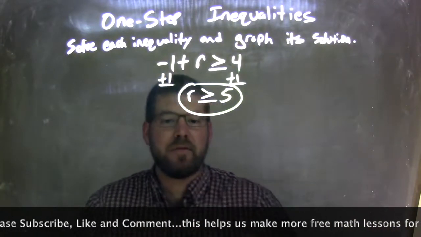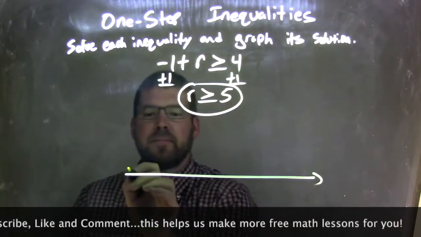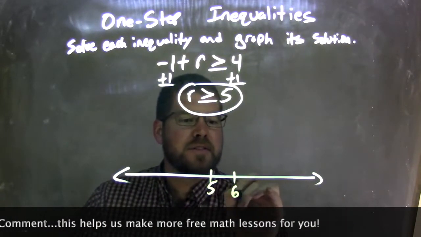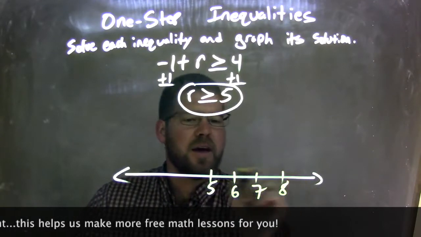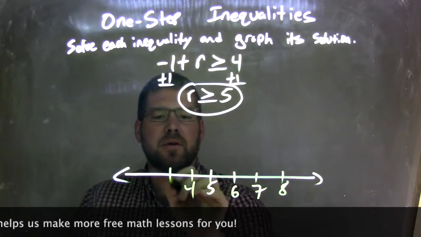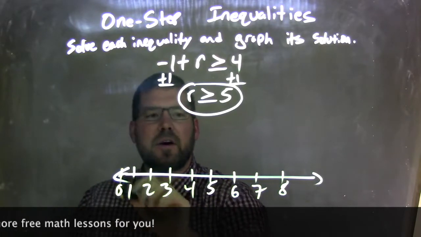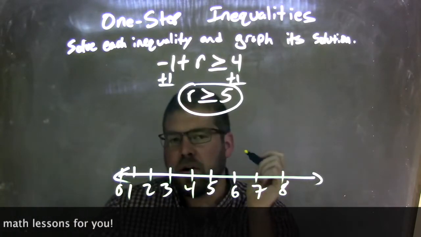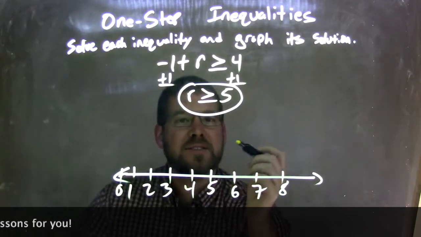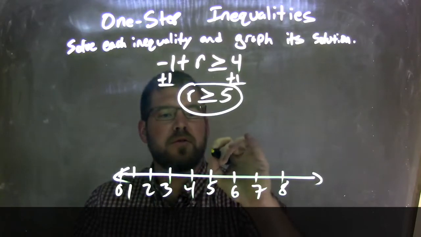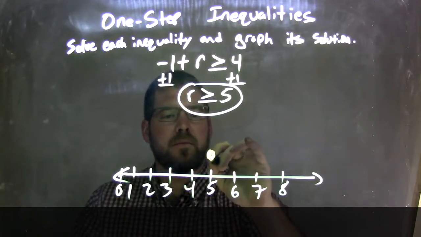But now I need to graph it. So let's make a graph here. Let's start with 5 here. We have 5, 6, 7, 8 on the number line. 4, 3, 2, 1. And there's good old 0. So we said r is greater than or equal to 5. So if r is greater than or equal to, we go to 5 and we're going to make a closed circle.